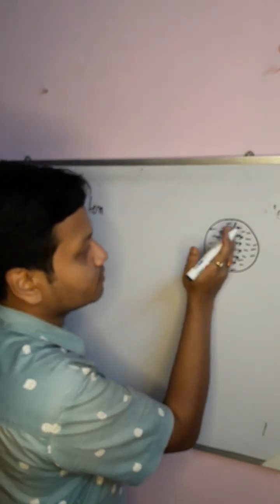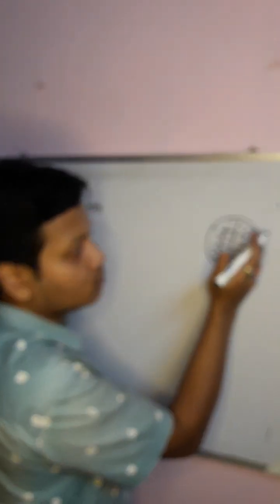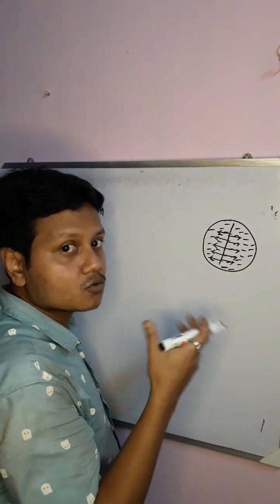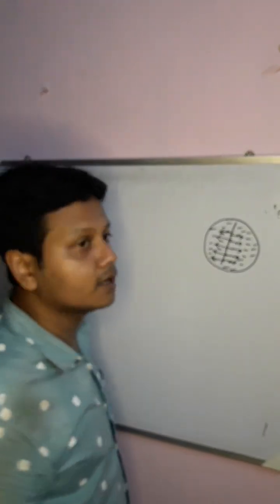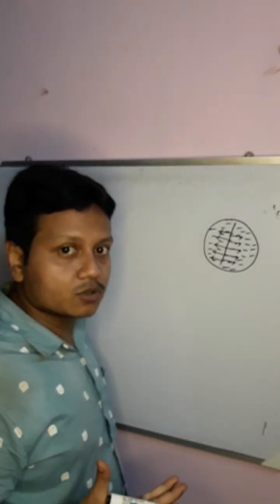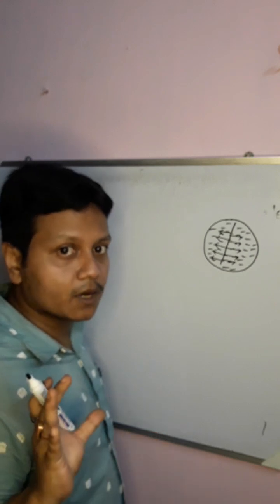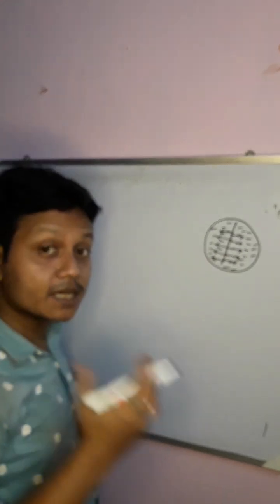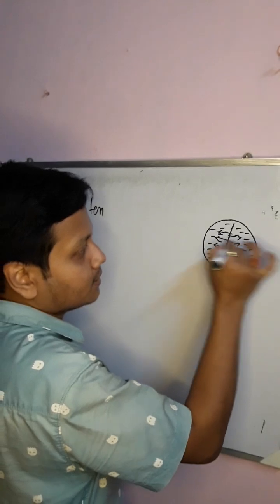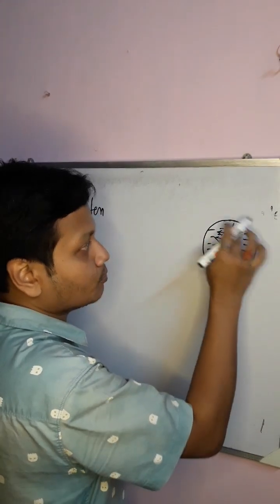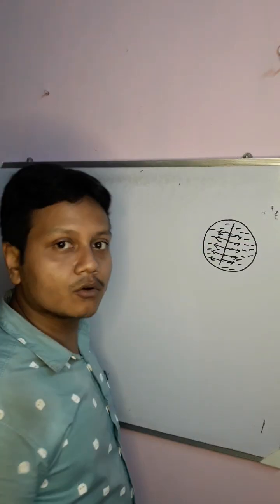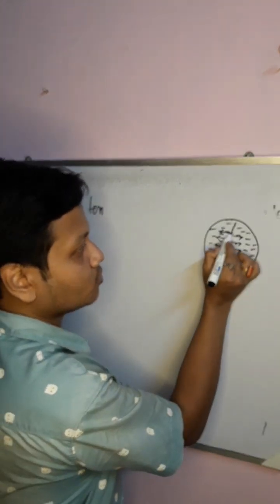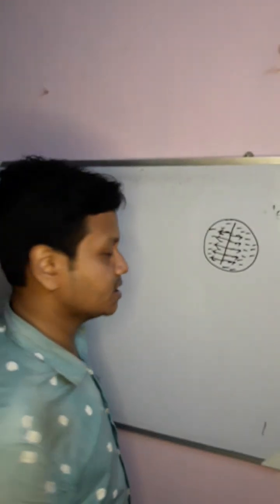Because the molecules of this side will attract the molecules of this side and also vice versa, so obviously there is a force of attraction. So if there is a force, then there will be a term force per unit length. So surface tension is that force per unit length that acts on both sides of the imaginary line. And the direction of this force is always perpendicular to the imaginary line.